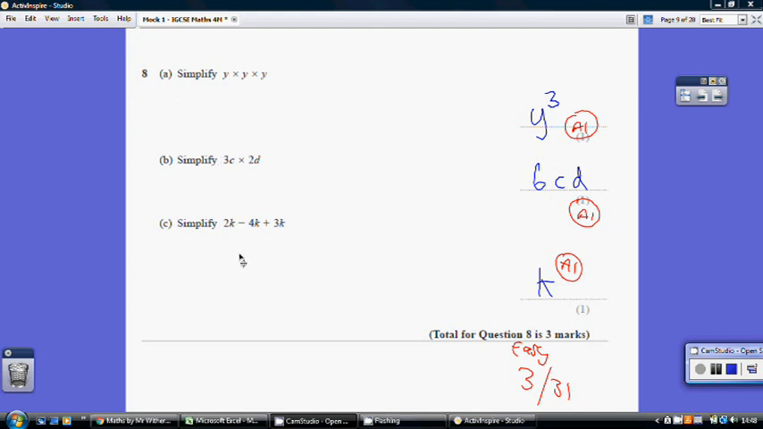Now part C, 2k, then we've got to take away 4k and add 3k. So you can do these in any order you like. You could do 2k plus 3k is 5k, and then take away the 4k to get 1k, which is k, or you could just work your way along from left to right, just comfortably going into the negatives. So 2k take away 4k is minus 2k, minus 2k, add 3k is plus 1k, and we write that as k.